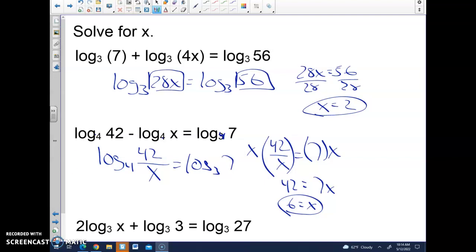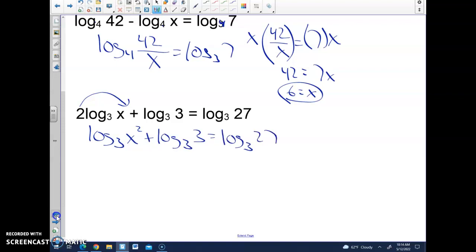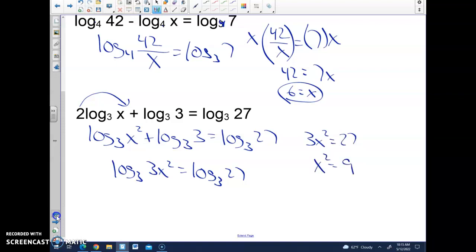That's fine too. Our next one: whenever you have a number in front of the log, it jumps to that exponent spot. So we're going to rewrite first. Log 3 of x squared plus log 3 of 3 equals log 3 of 27. The plus sign means multiply. So it's log 3 of 3x squared equals log 3 of 27. And I'm going to take both these terms and set them equal. 3x squared equals 27. Divide by 3. My x squared equals 9. x equals plus or minus 3. But with a log, it has to be a positive number where that x is. So my answer has to just be x equals 3.